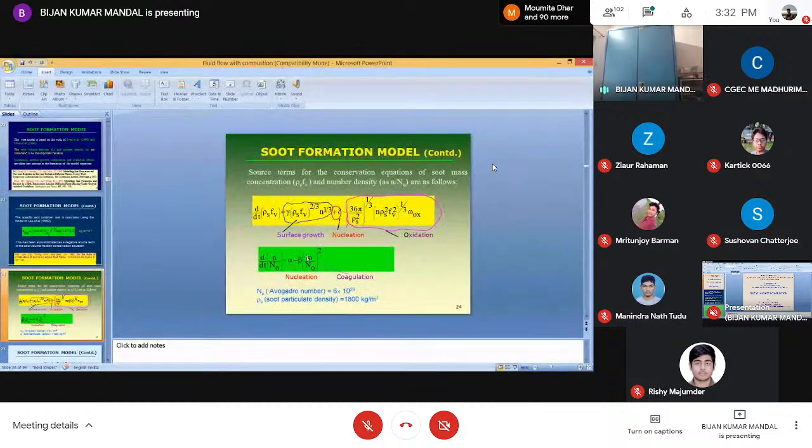Now let us see here. The soot volume fraction, that is fv, multiplied by rho S, the soot density, is called the soot mass concentration. That is the variable. You can see the first term is the surface growth, the second one is nucleation, and this negative term is the oxidation. So the soot mass concentration will depend on the nucleation and surface growth minus the oxidation, the amount of soot that is getting oxidized.